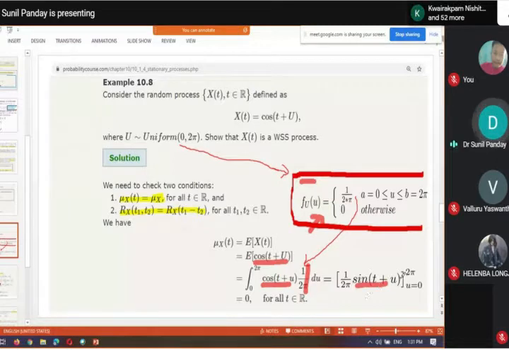When you substitute the upper limit, you get sin(t + 2π), and when you substitute the lower limit, you get sin(t). But sin(t + 2π) is again sin(t), so sin(t) cancels sin(t) and you get 0. So 0 means it is independent of t. There is no t in the mean function of the random process X(t). So the first condition is satisfied.